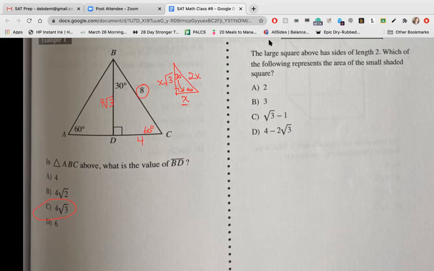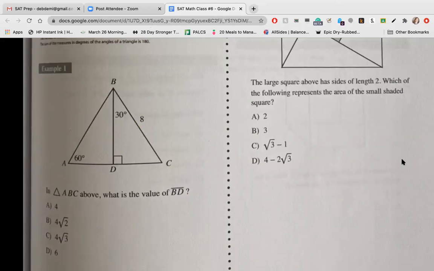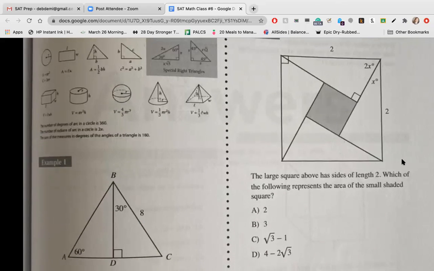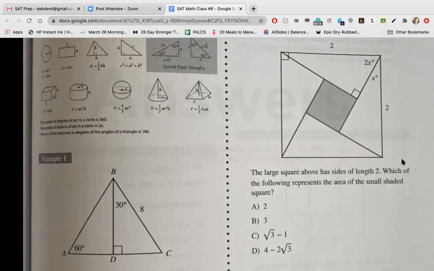All right, one more crazy problem. It's like a crazy thing. Okay, so you guys can see it in your books. And if you wanted to work ahead, you can always do that. Okay, look at that one. Oh my goodness. Can we do this? I'm not sure. So the large square above has side length 2. Which of the following represents the area of the small shaded square?